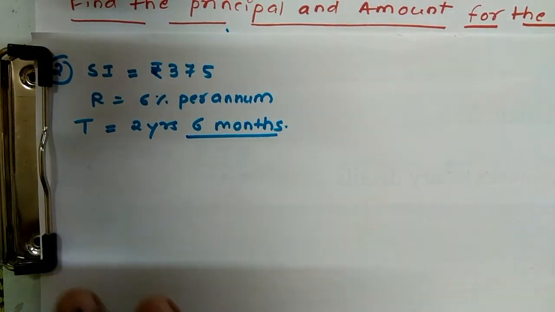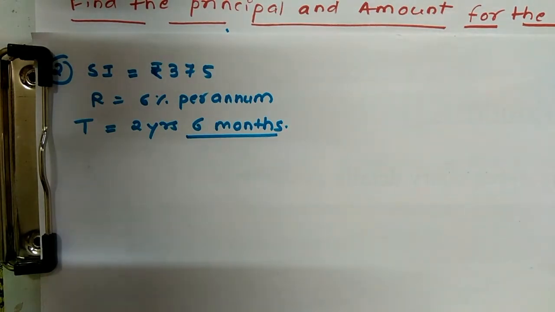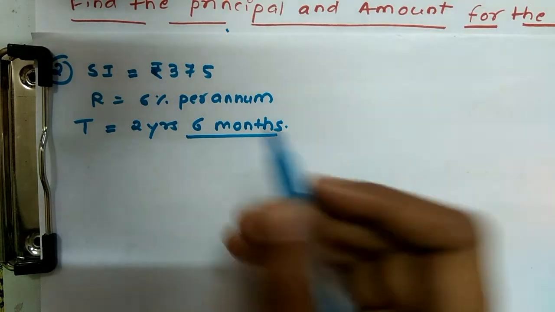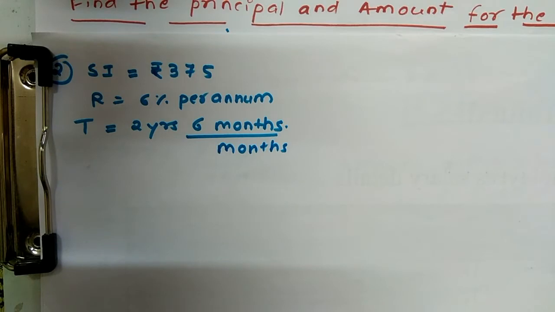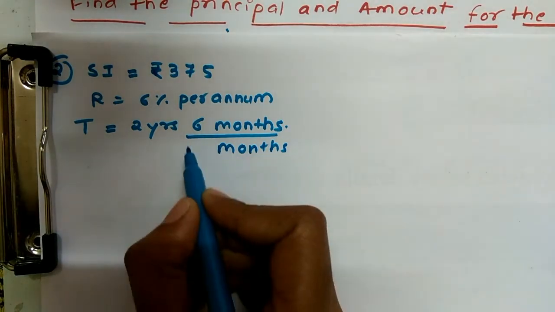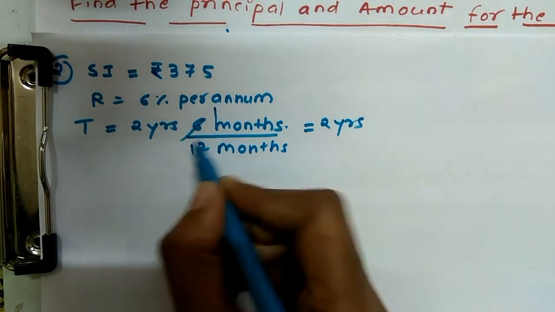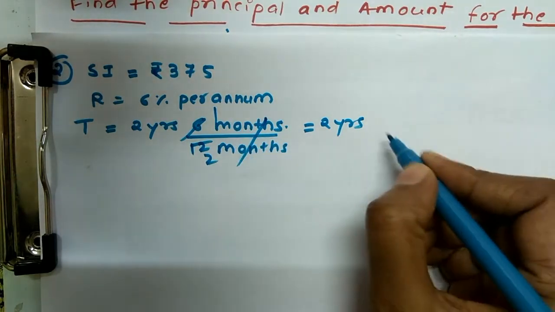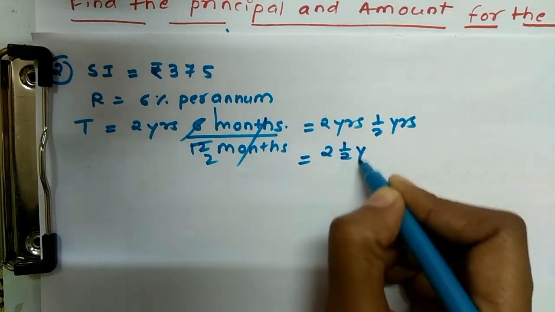Otherwise, I'll tell you the particular method of converting months into years. A month is always lower than a year. So when we are converting a lower quantity into a higher quantity, you have to divide. Months and months should get cancelled, so we are converting into years. How many months make 1 year? That is 12. So we'll get 2 years, and the months get cancelled and it is converted into years. So half a year, 2.5 years. So this is 2.5 years you can write.